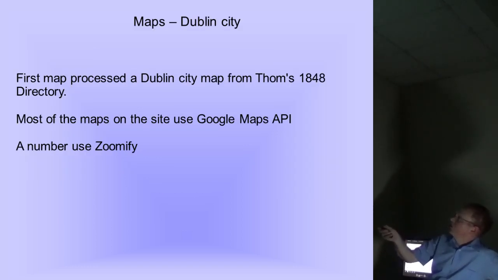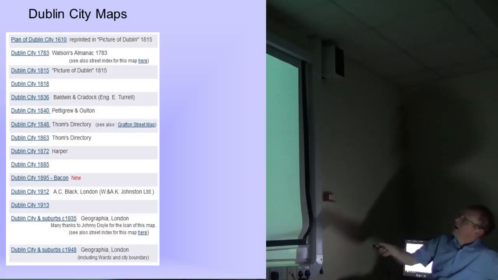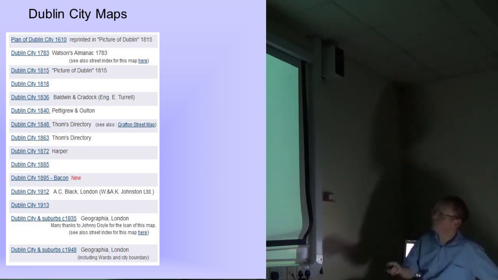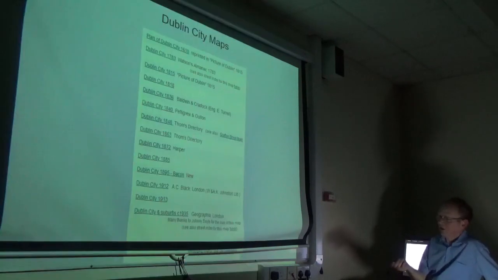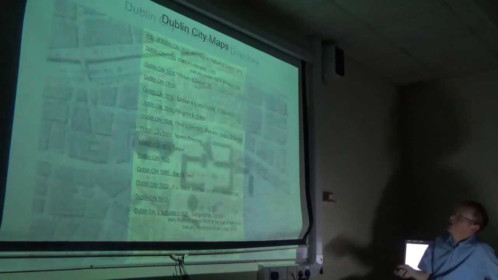That's the first map that started me off on this, the Thom's 1848. And that's a list of all what you see when you go into the Dublin maps. They're mostly Dublin City, but there's a little bit of what they call the environs of Dublin as well, so they stretch out a little bit to Sandymount and little bits down the coast and up the coast.